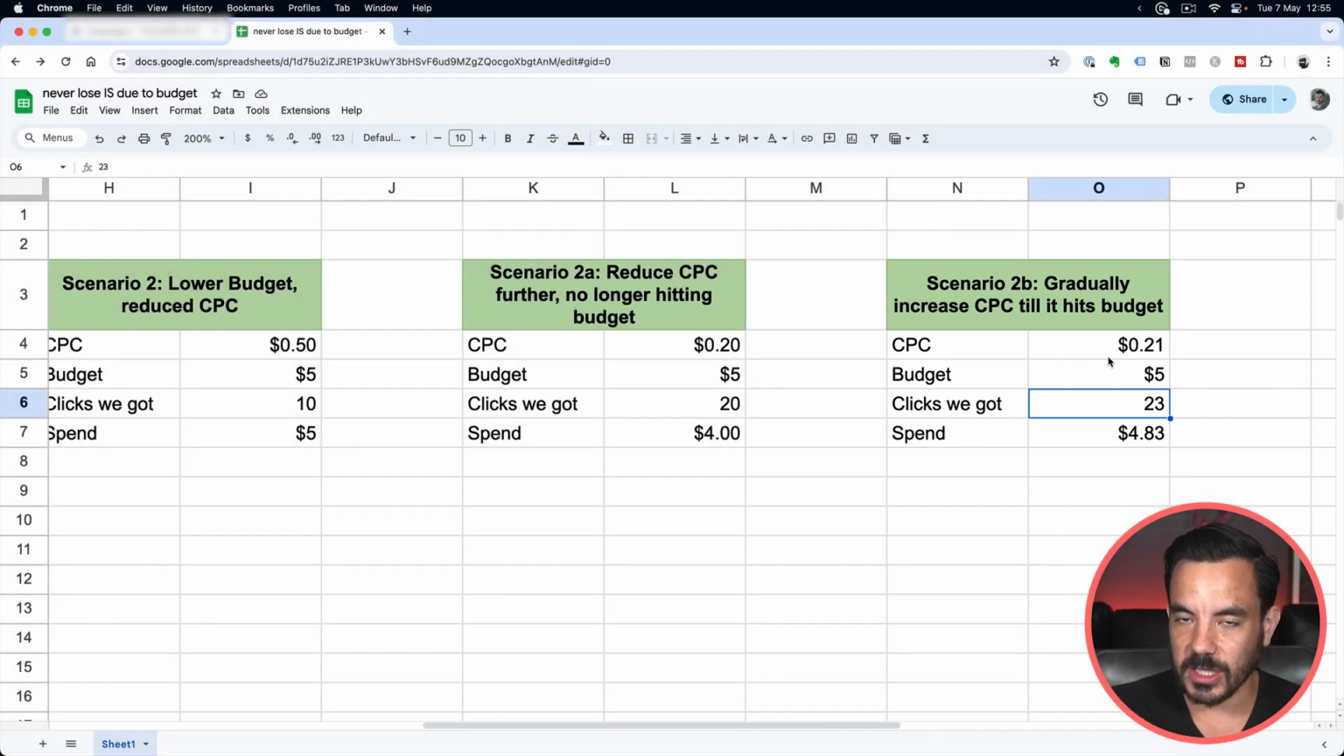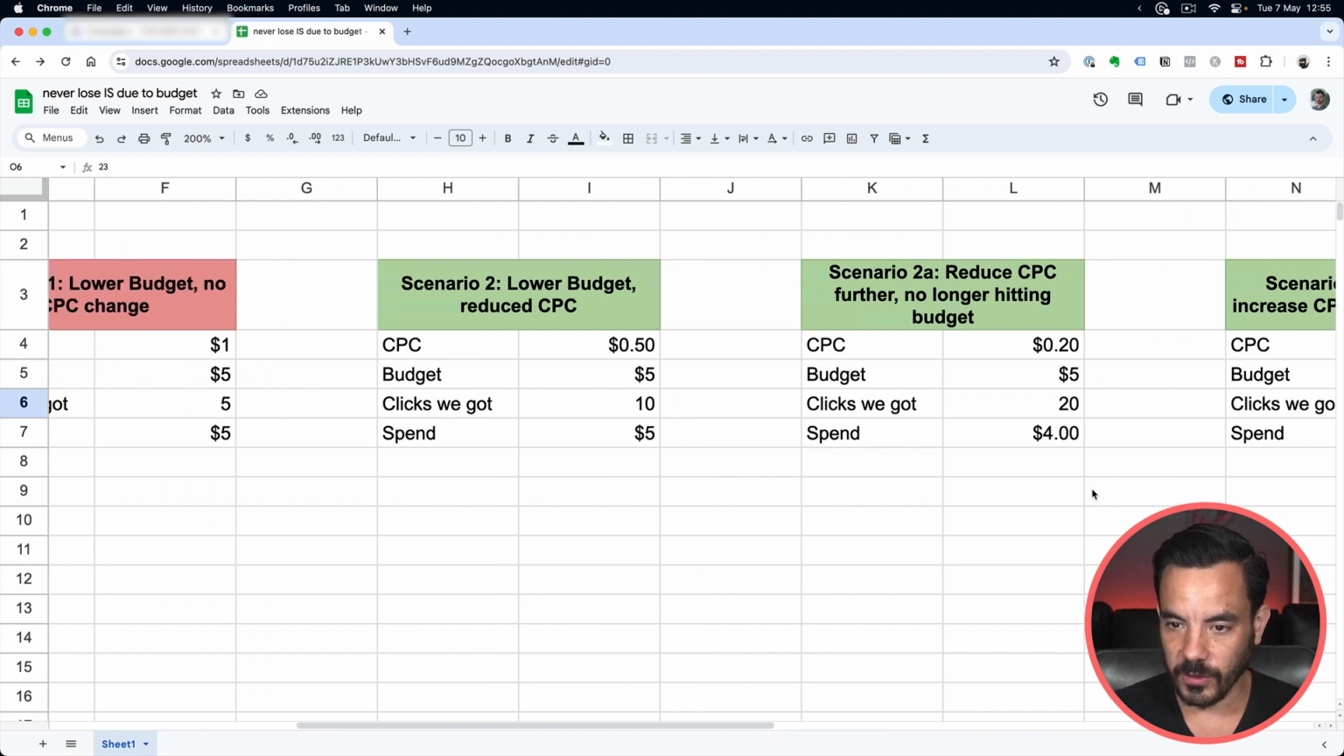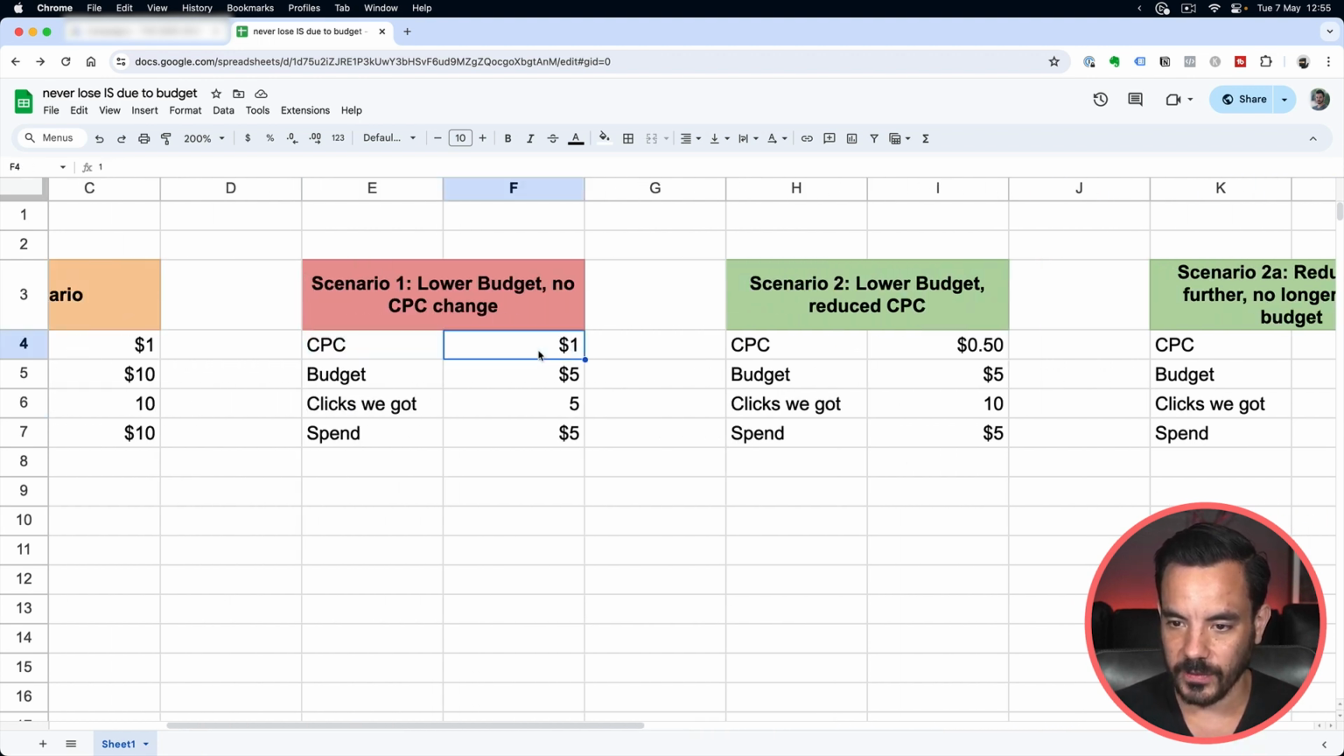So if you ever see search lost IS due to budget and you are in a situation where you just physically can't increase your daily budget for whatever reason, that is fine, but you still want to end up in the scenario where you have 0% lost impression share due to budget, but you're going to do that by reducing your CPC and getting more clicks. If your budget is $5, it's a lot better to be bidding 21 cents and getting 23 clicks versus keeping your CPC bid at $1 and just getting 5 clicks. So that's what I mean when I say never lose impression share due to budget.